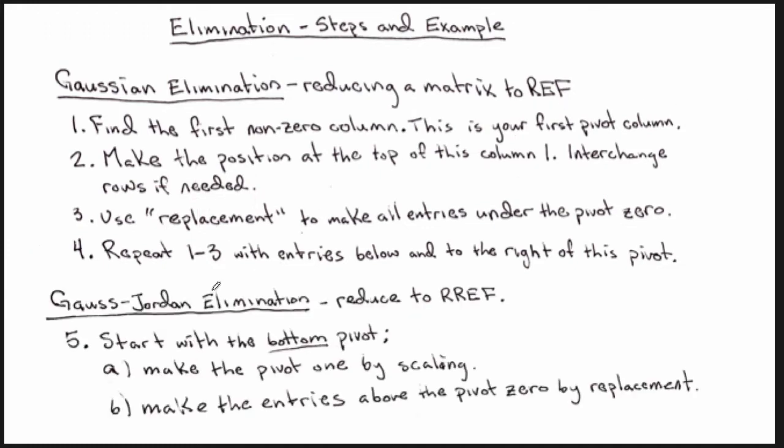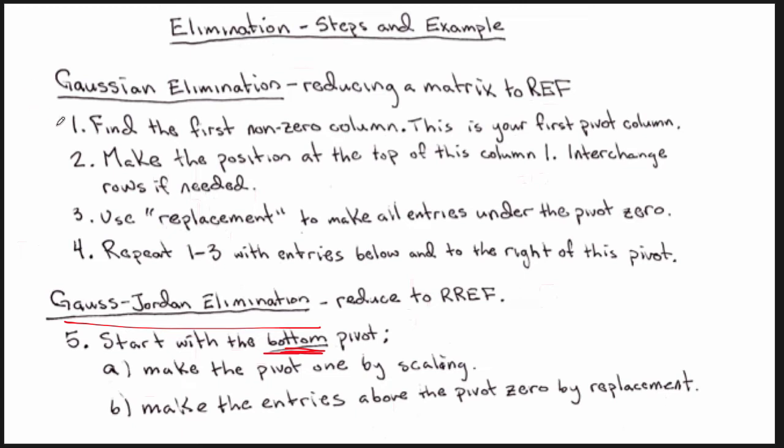Now, Gauss-Jordan elimination is what we use to reduce it to reduced row echelon form. So we'll start with the bottom pivot, right? So the pivot that's at the bottom and to the right, and make the pivot 1 by scaling, and then make the entries above the pivot 0 by replacement, and then go back up as we go.